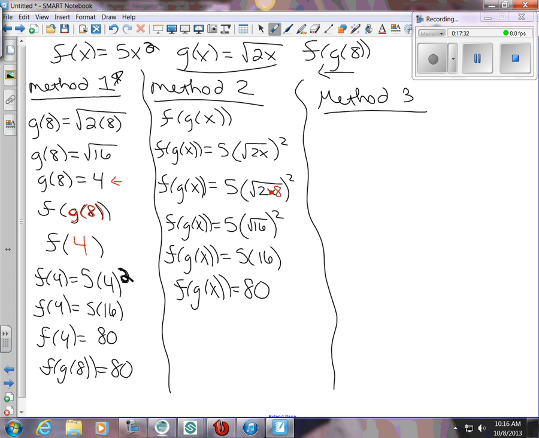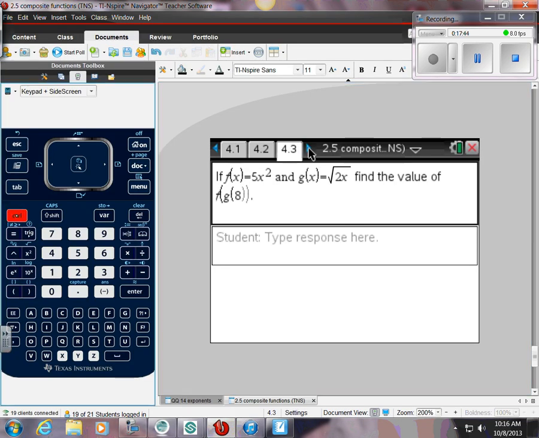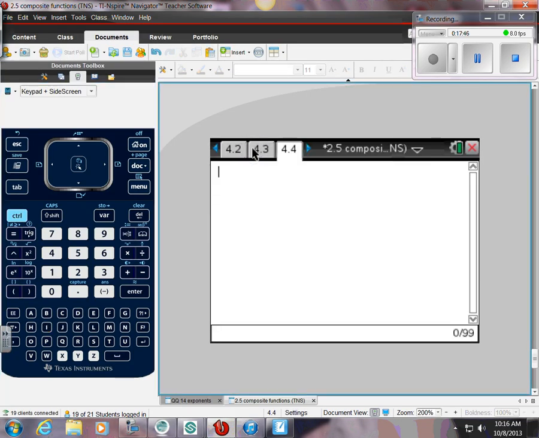Method 3 is from your calculator. So we're going to learn how to do it on your calculator. Okay, so I want you guys to add a calculator page, please, to your notes. Now, when we're evaluating at a value of x, our calculator will do it for us, okay? So if I have something like f of g of 8, calculator will do it. If I have f of g of x, the calculator will not. Okay, so you have to be able to do this by hand.